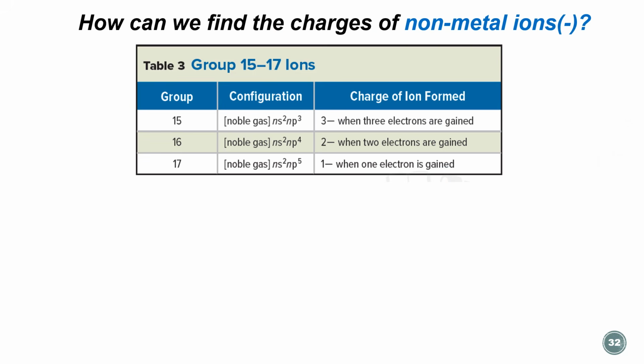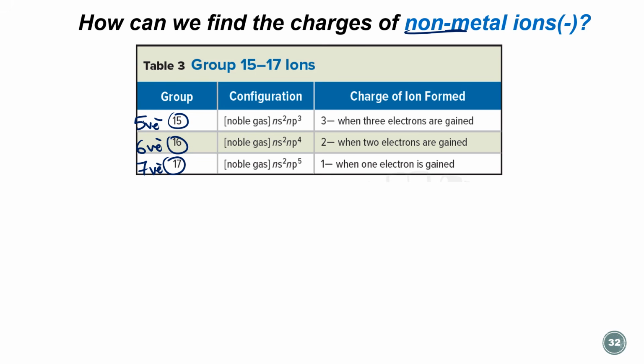Now, how can we find the charges of the non-metal ions? So we'll focus on group 15, 16, and 17 only. So group 15, how many valence electrons does it have? 5 valence electrons. 16, 6 valence electrons. 17, 7 valence electrons. Alright?